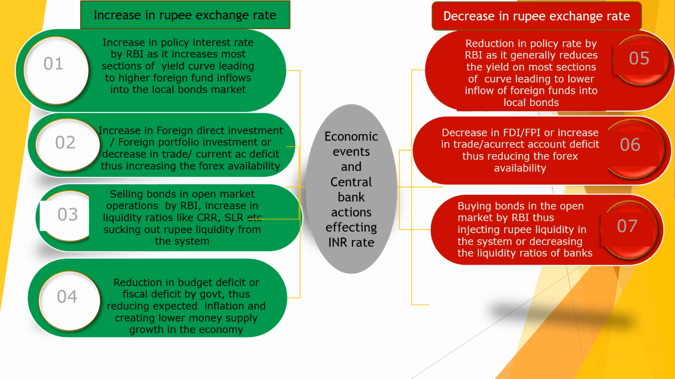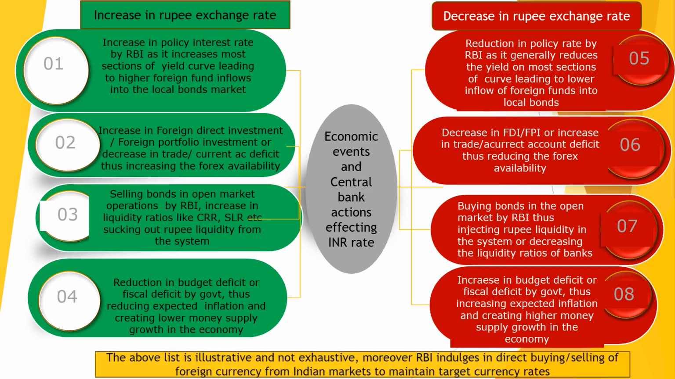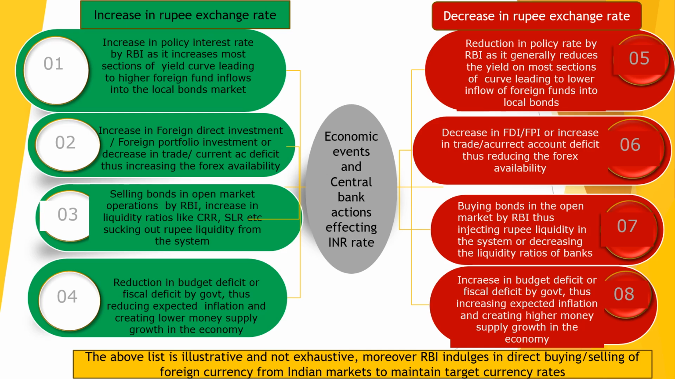Buying bonds in the open market by the RBI, thus injecting rupee liquidity in the system or decreasing the liquidity ratios of the banks. Increase in budget deficit or fiscal deficit by the government, thus increasing the expected inflation and causing higher money supply growth in the economy. The above list is illustrative and not exhaustive. Moreover, RBI indulges in direct buying or selling of foreign currency from Indian markets to maintain the target currency rates.